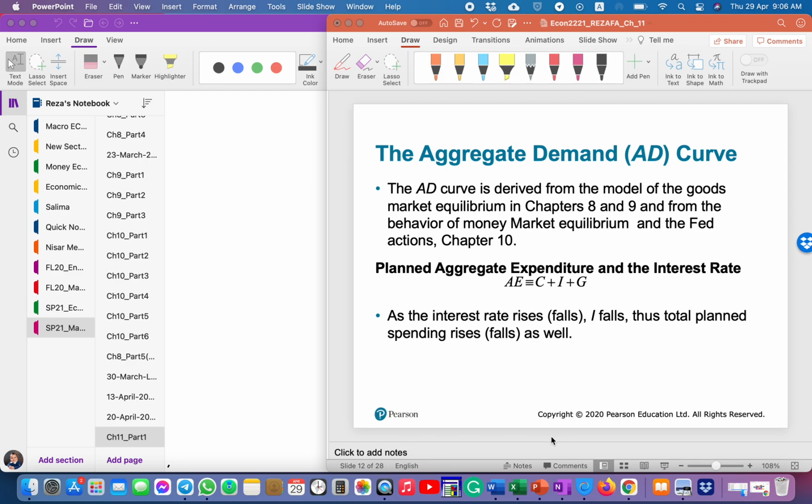Hello again. And now we are continuing chapter 11 by discussing the aggregate demand. The aggregate demand is one of the most fascinating parts of this debate, and we are going to explain it and define it, basically compiling all the knowledge we have obtained from the previous chapters.